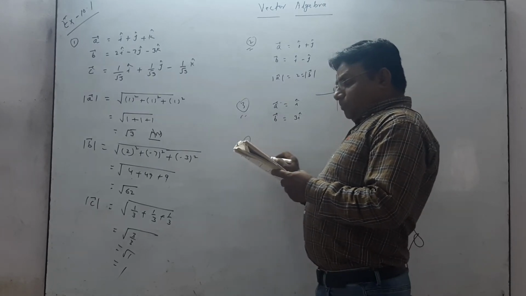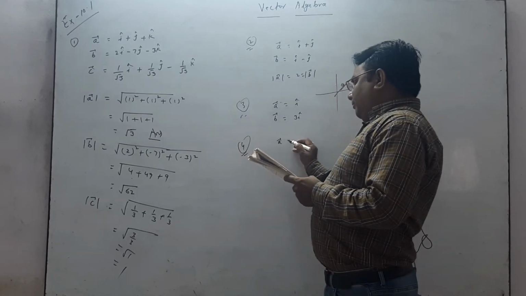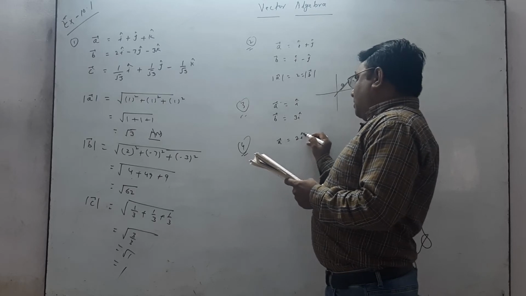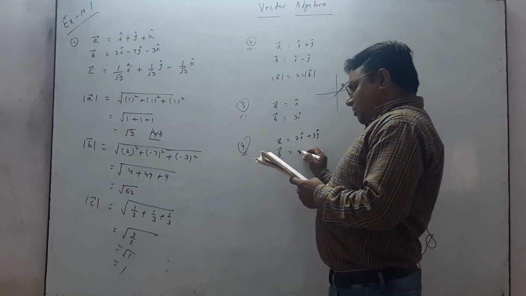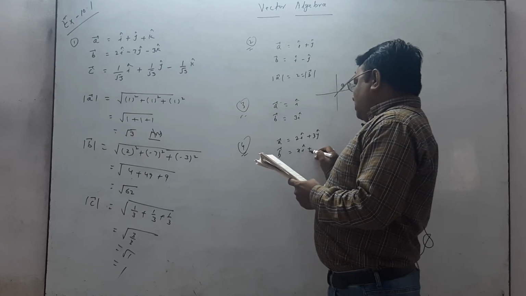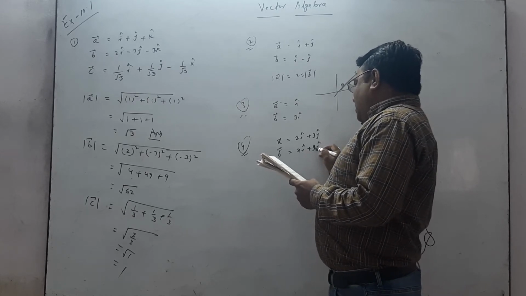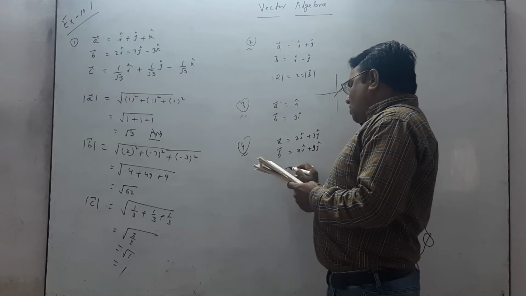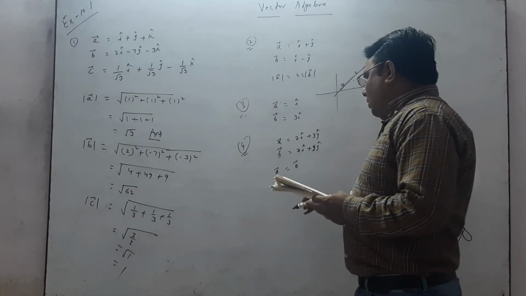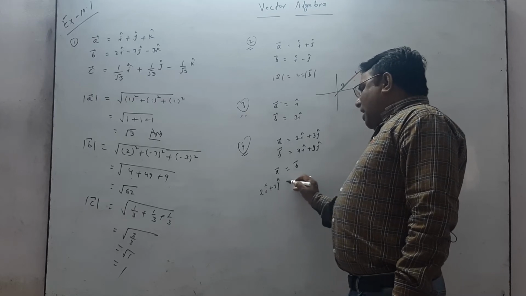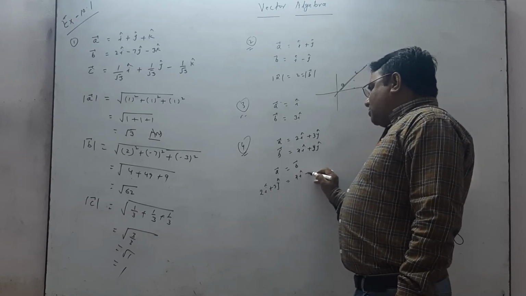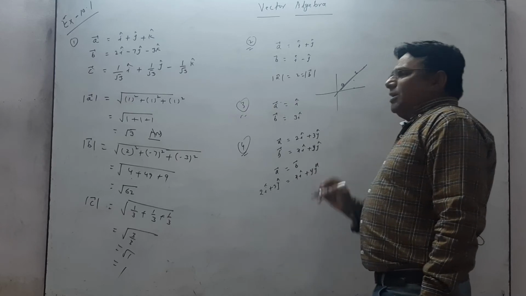Question number 4, two vectors are given. Vector A is 2I cap plus 3j cap and vector B is given xI cap plus yj cap. And now according to the question, vector A equals vector B. Two vectors are equal. Right, vector A is 2I cap plus 3j cap and vector B is xI cap plus yj cap. And find the value of x and y.